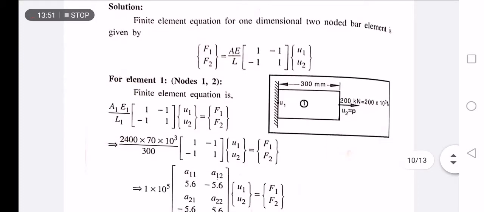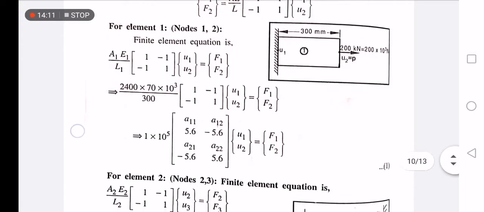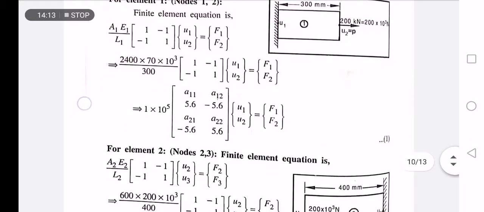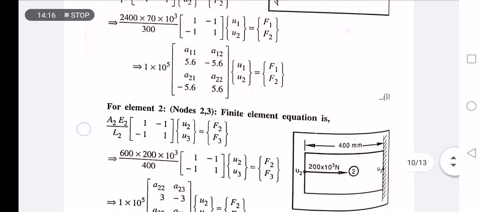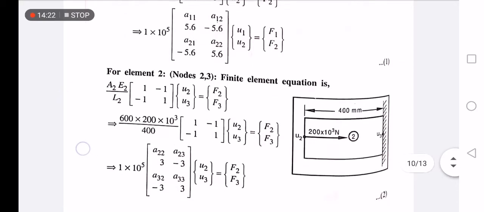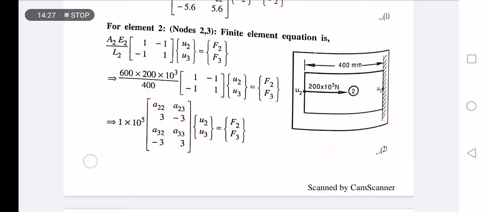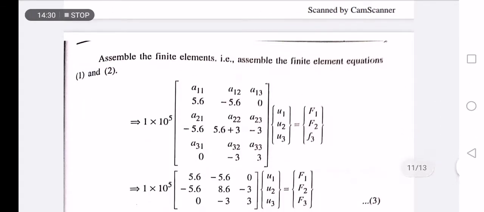Okay, now consider element 1 only. It consists of two nodes, 1 and 2, so F1 and F2 come under it. You will substitute A, E and L into the equation and frame equation 1. Similarly, for element 2 having nodes 2 and 3, you will substitute the respective A2, E2 and L2, calculate, and formulate equation 2. Okay, then we will assemble the equation.